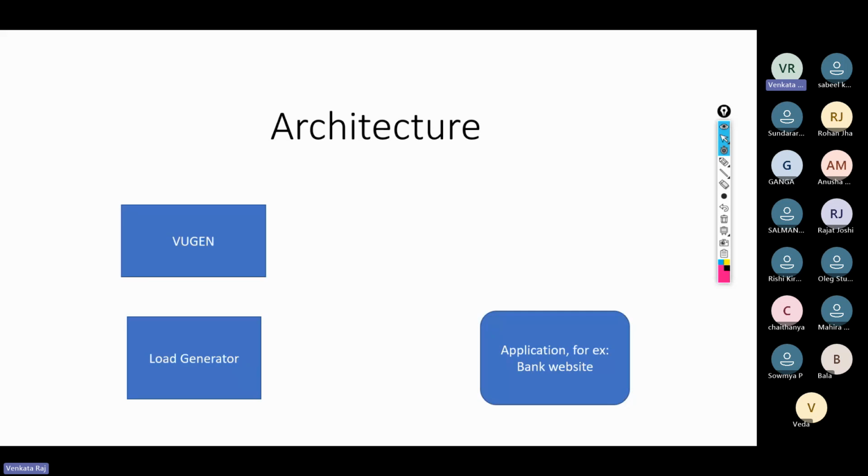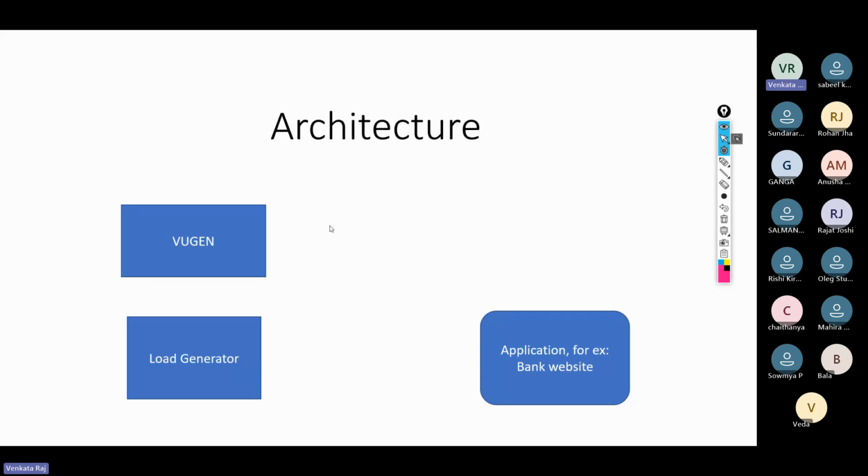For example, transfer money. So as of now, you have the load generator, which is primarily used to generate virtual users. And those users should execute those critical scenarios to analyze the performance. To execute those critical scenarios, you need to have a script ready so that it can be used by all the virtual users. So that script can be recorded, generated, developed by Vugen.